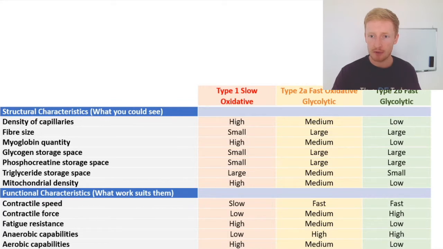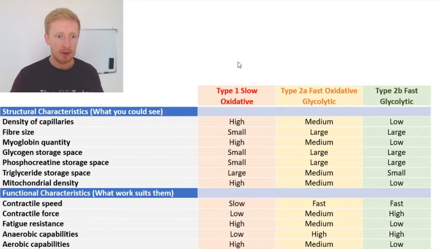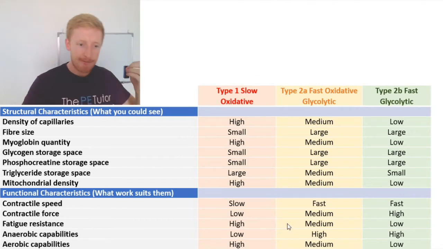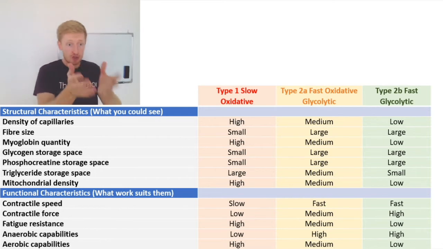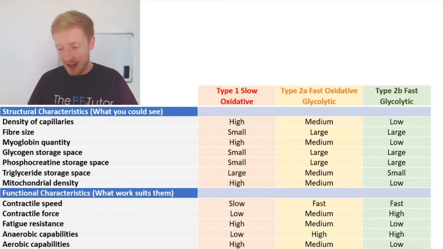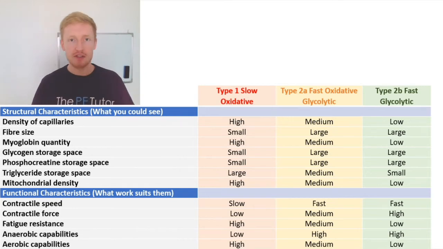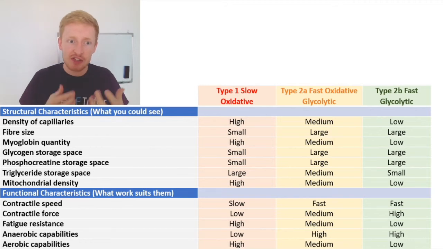I'll move myself up a little bit, put myself over here, that'll be easier. So just to remind us, we've got structural characteristics and then functional characteristics. If we start with structures, that's what we could see. If we actually took the muscle apart and we looked at it under a microscope, what could we see? Well, we've got capillaries, we've got fibre size, the amount of myoglobin inside of that muscle.